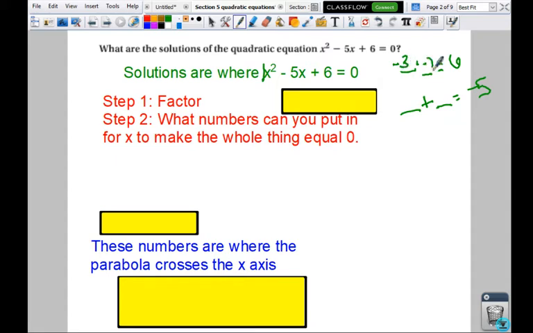Negative 2 times negative 3 is positive 6. Negative 2 plus negative 3 is negative 5. All right. And then we split it into two parentheses, right? x minus 2, x minus 3. That was what we did the last couple weeks before the break.